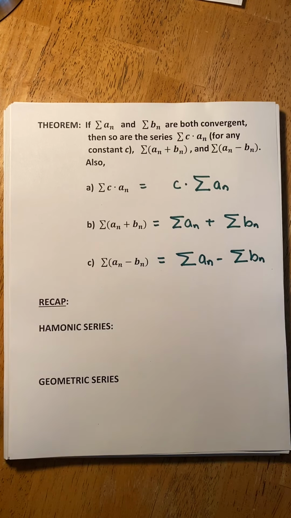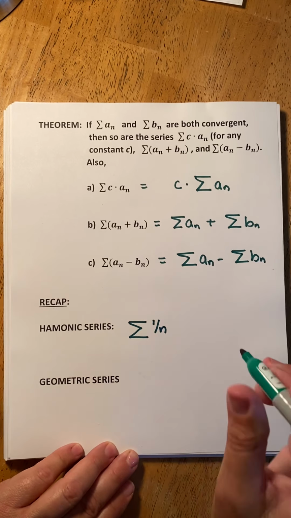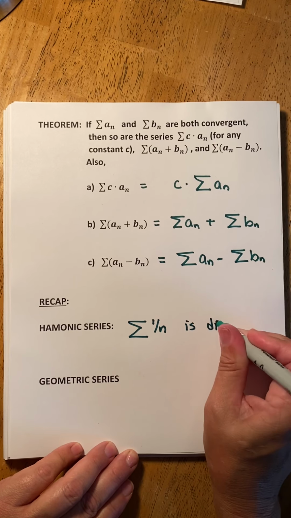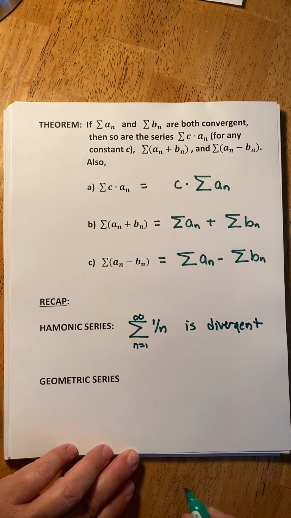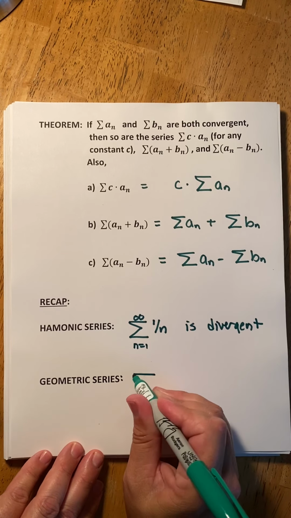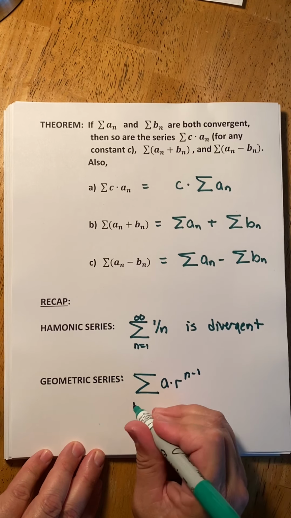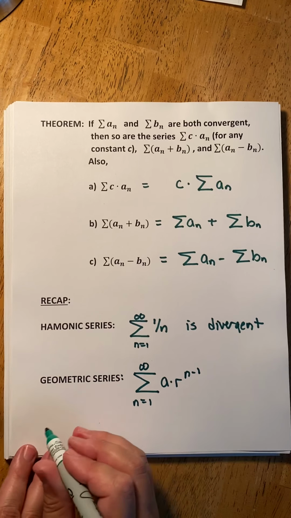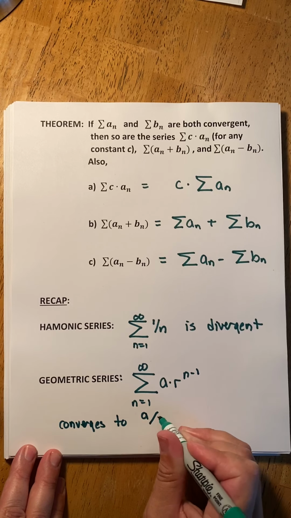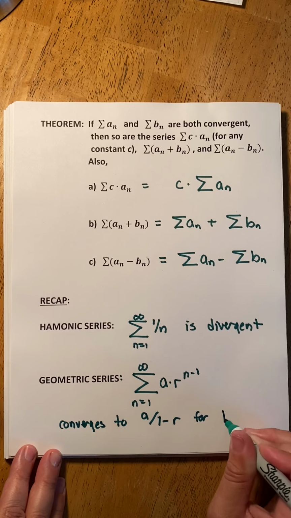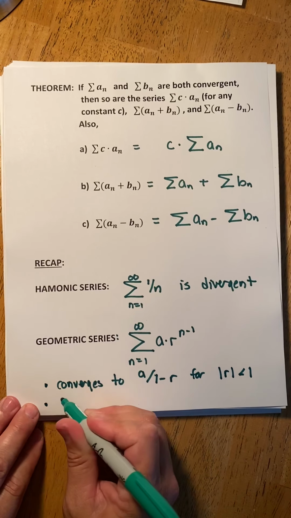So, recap. The harmonic series, 1 over n, is divergent, so we can use this as a fact. The geometric series, when we write it in this form, converges to a over 1 minus r for r between negative 1 and 1. It diverges otherwise.